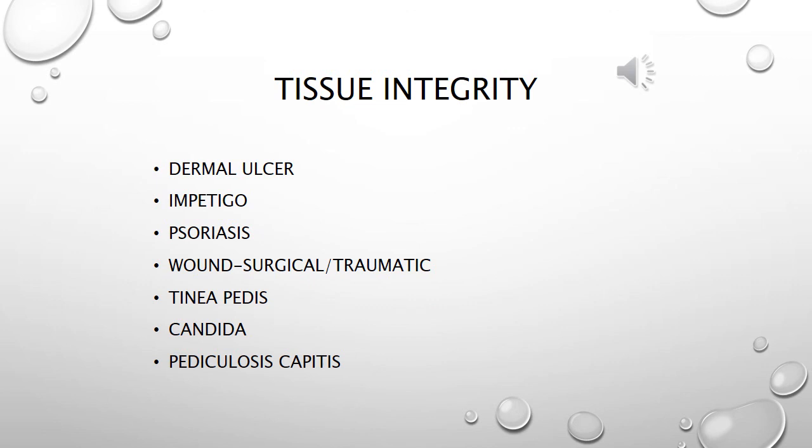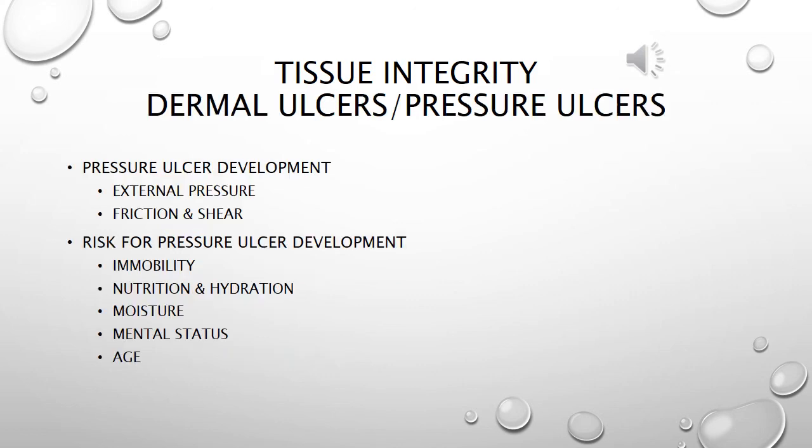The concept tissue integrity includes the exemplars dermal ulcer, impetigo, psoriasis, wounds, which include surgical and traumatic, tinea pedis, candida, and pediculosis capitis, or lice. Once again, please be aware that the reading in the reading list is what you are responsible to complete. With the concept of tissue integrity, the exemplar dermal ulcer will be explained.